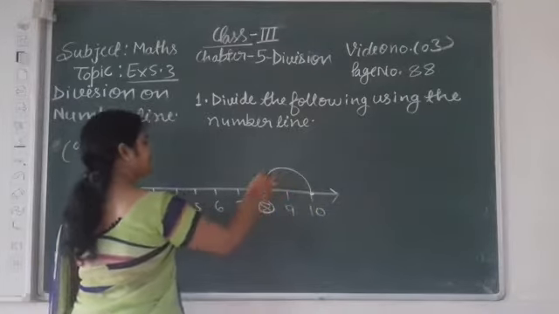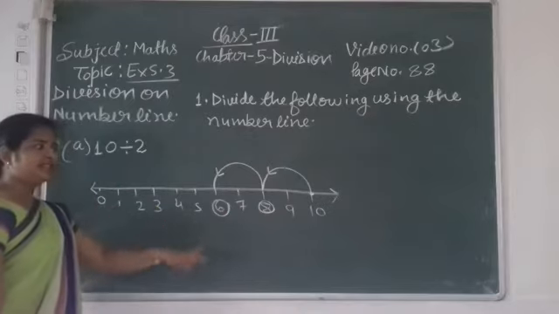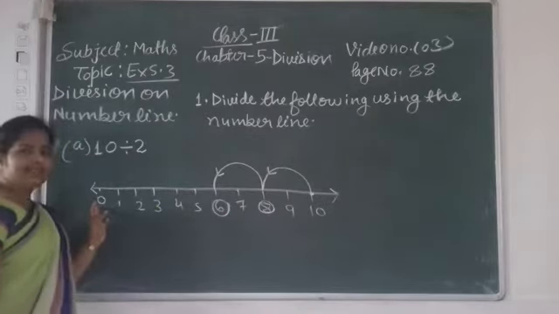Why will we take jumps of 2? Because the second number is 2. So 1, 2 means we will come at 6. So from 8 we will come at 6. And we will keep on jumping till we reach 0.